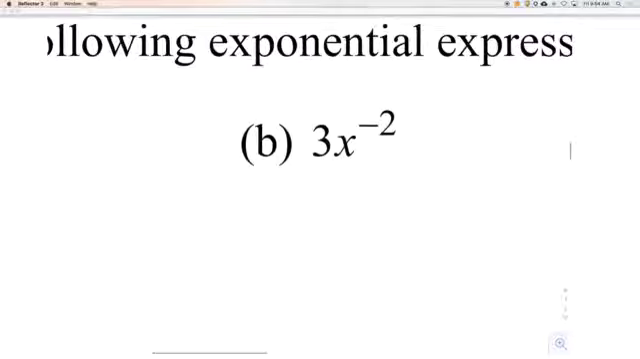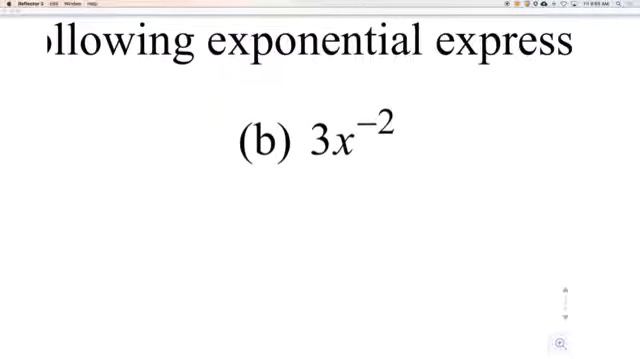Letter B, go ahead and do that one on your own. Get rid of the negative exponent, rewrite it without the negative exponent.